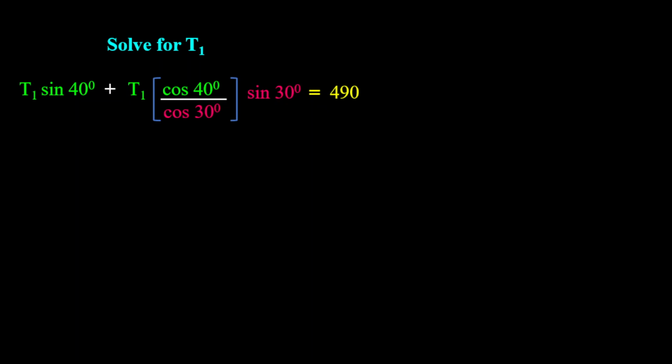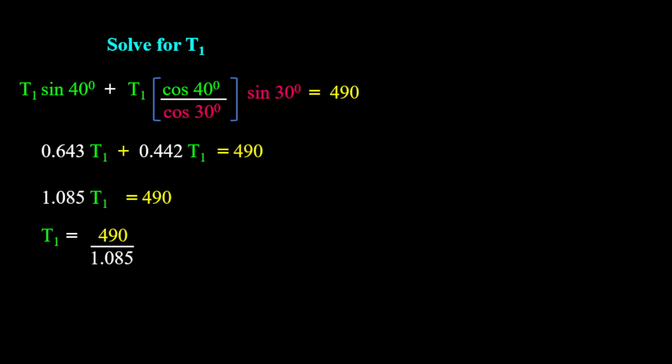From this, we're going to work out the sine of 40 and also the parentheses. As a result, we have 0.643 T1 plus 0.442 T1 equals 490. By working that out, that's what we get. From this, we can add the T1s together, and therefore we have 1.085 T1 equals 490. So T1 equals 490 divided by 1.085. Therefore it equals 451.61 newtons.